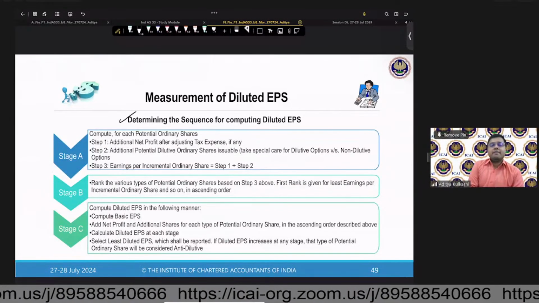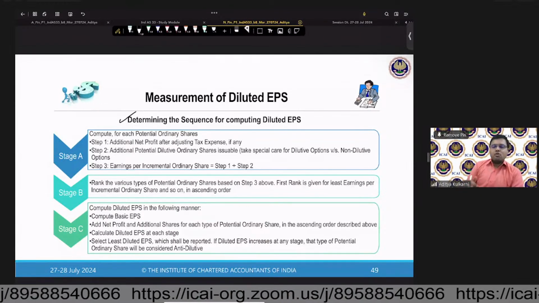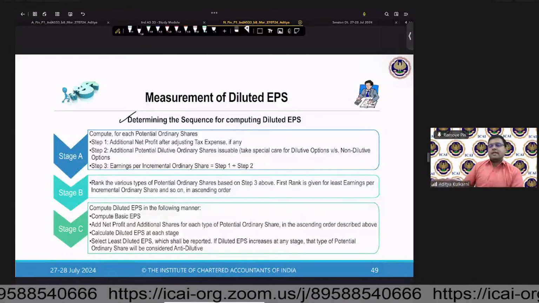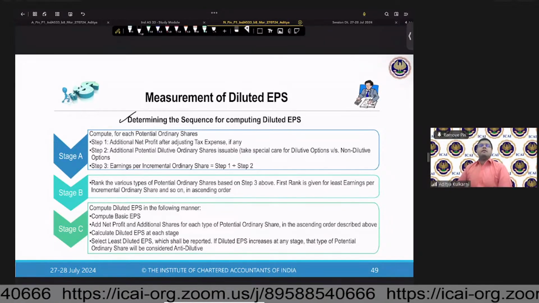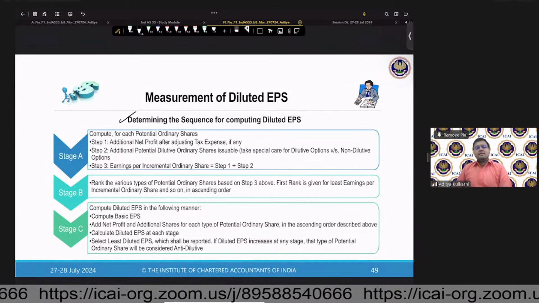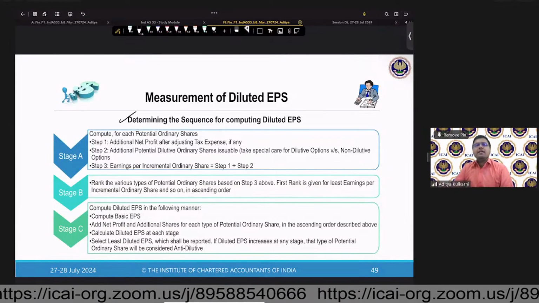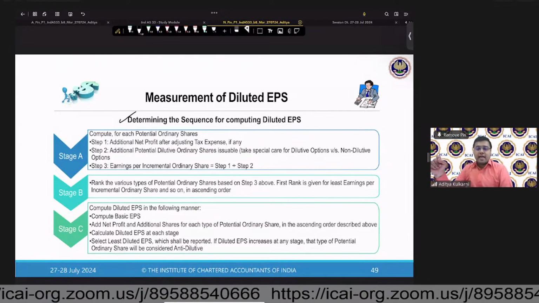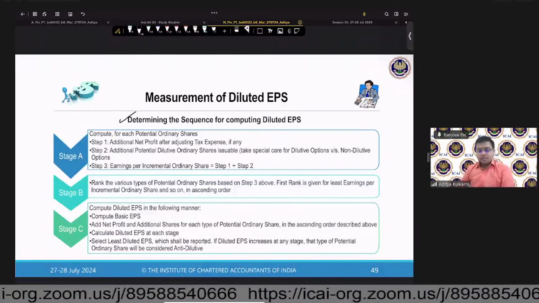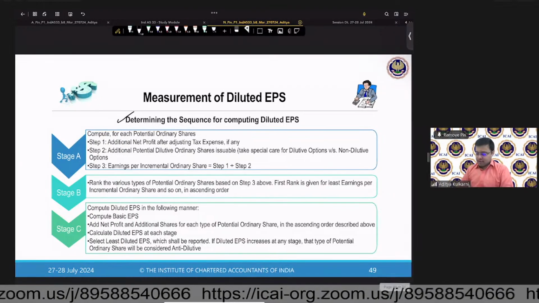EPS per incremental share is what we calculate. Whatever is the lowest, we give that number 1 and then we progress accordingly in ascending order. And for the purposes of calculating the diluted EPS, we will go on adding the incremental impact to the basic EPS to arrive at the dilution impact. So this is stage A, stage B and stage C workings that you are going to consider.